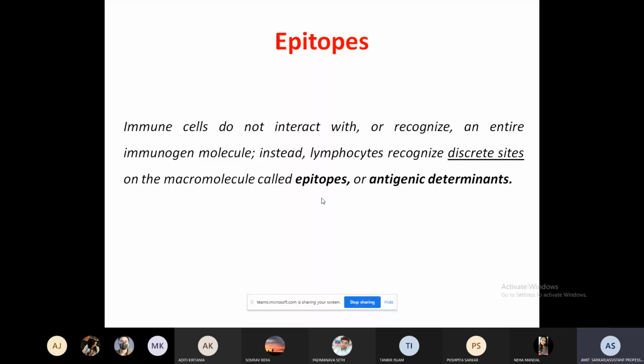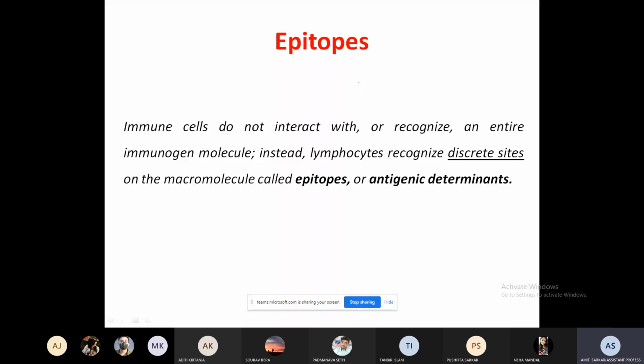So today we will be finishing the antigen part. We have a little bit remaining, and then we'll switch to other things. First, we'll talk about this epitope. And what is epitope?